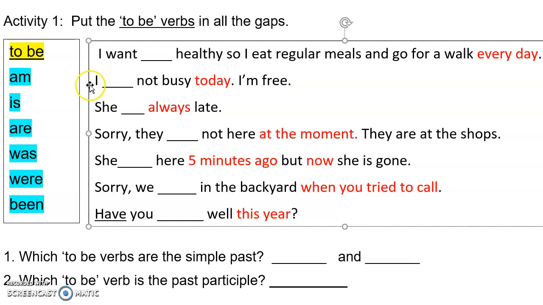Okay, our second one, I something not busy today. I'm free. Here we've got an adjective, not busy, and we're describing our subject I. So which to be verb can we put after a subject I to finish this sentence? I'll let you stop the video now and you can do those ones on your own.